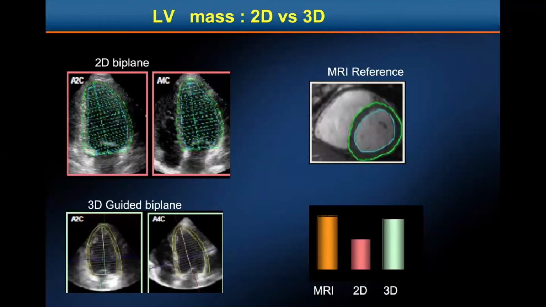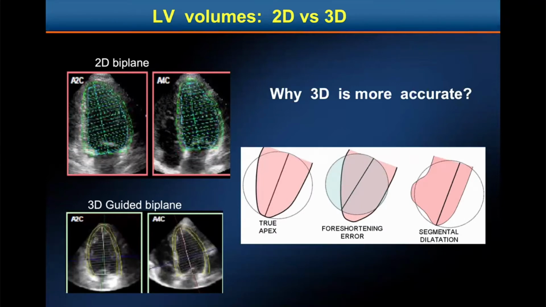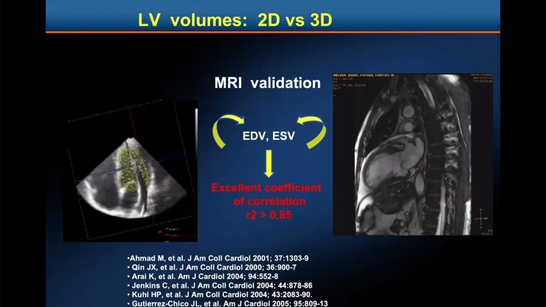This is one of the first studies that compared the 2D and the 3D images with the MRI data for left ventricle mass and volumes. The 3D echo is more accurate because we can find the true apex, we avoid the foreshortening error that comes with 2D, and we can analyze the segmental dilatation, which is not very useful on two-dimensional echocardiography. Data was correlated with the MRI for the end-diastolic and end-systolic volume, and the correlation coefficient is very high.